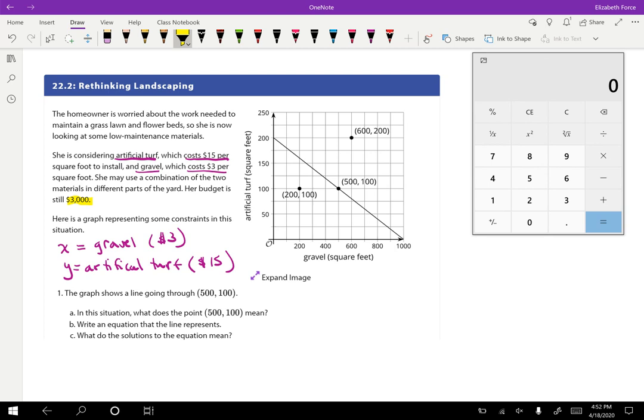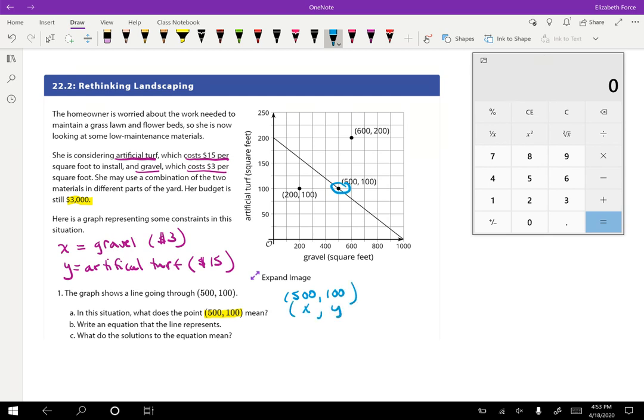They've already graphed it for you over here. And I'm just going to walk you through number one. We're going to walk through A, B, and C. So the first part, A, is asking, in this situation, what does the point (500, 100) mean? So if we look over at our graph, here's the point (500, 100). So remember that all points are by x and y. So we've got 500, 100. This is your x, and that is your y.